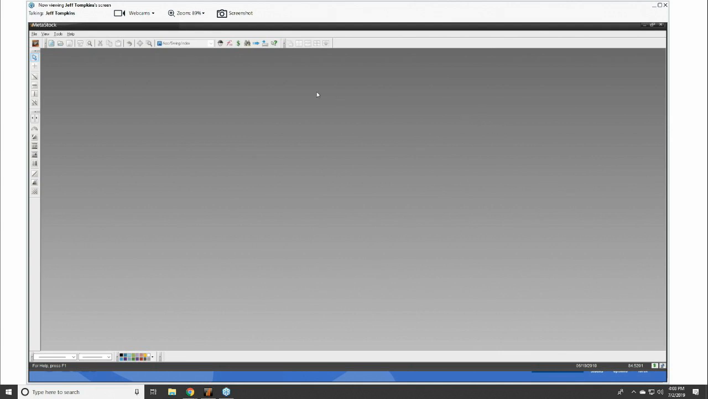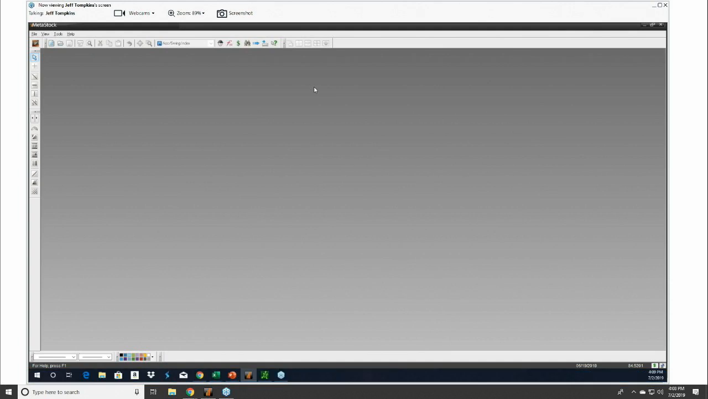Current users of Metastock, and maybe some of you are not. I'm going to assume that you have some basic knowledge, but I'll try to do my best to explain what I'm doing as I get into this. So this is the basic window that will come up when you open the Metastock platform.